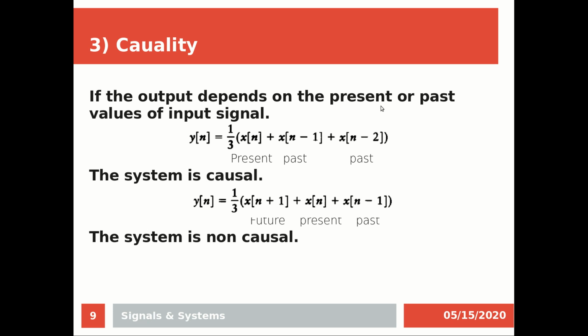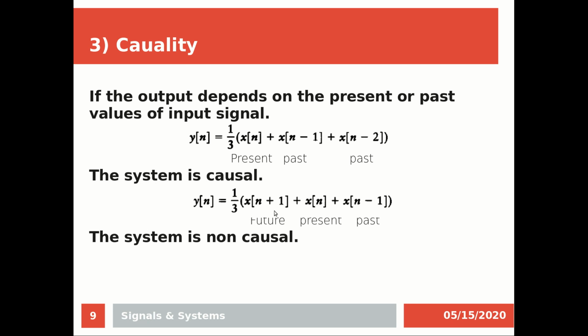Yes, so if the present or the past version of the signal is what I have in my hand, then this system is causal. If there is a future value of the input signal, then this system is not causal. So this system, x of n, x of n minus 1, x of n minus 2, is past and present, so this system is causal.